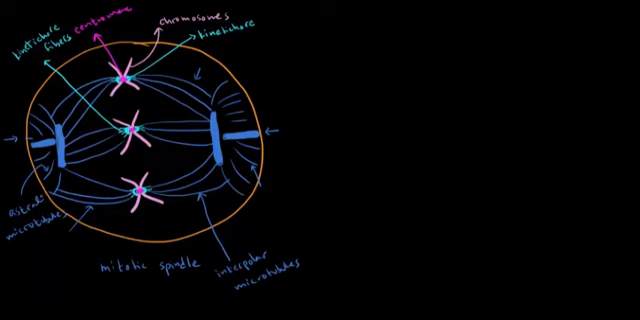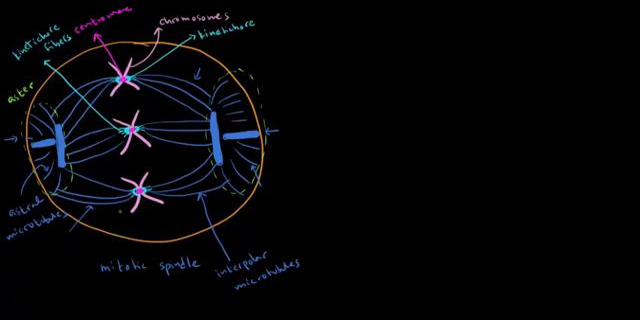They're called astral microtubules because this part, the centrioles plus those fibers that are coming out of it, each one of these is called an aster. And it's called an aster because it forms a shape that looks something like a star, and the word aster means star. And you can see some of the interpolar microtubules are actually attached to the astral microtubules. It's a pretty complex network going on.